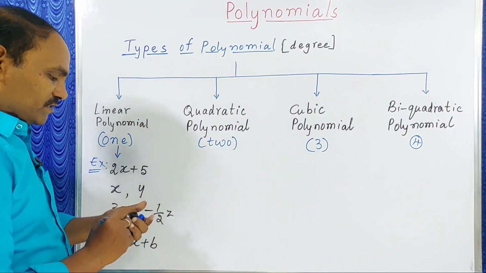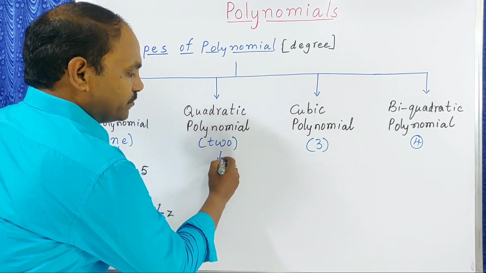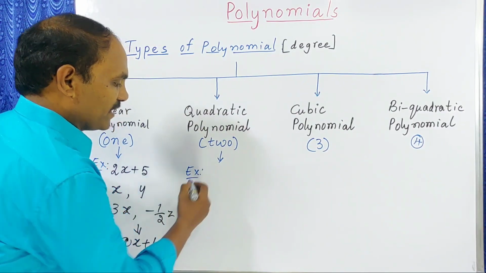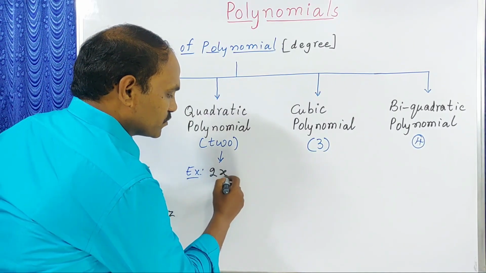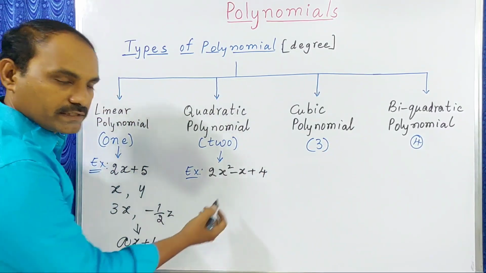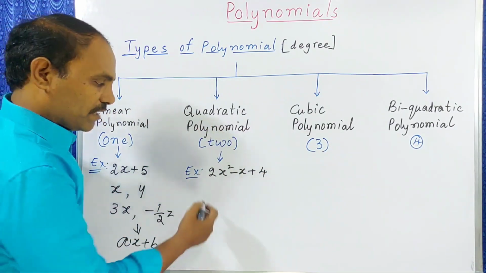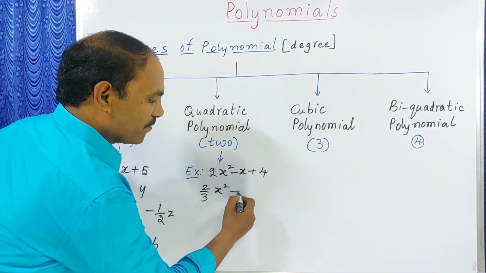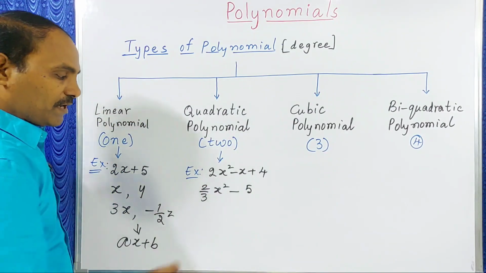Next one is quadratic polynomial. Degree 2. Degree 2 means highest exponent is 2 there. For example, 2x square minus x plus 4. Here highest exponent is 2, that's why it is a quadratic polynomial. Or 2 by 3 x square minus 5. This one also quadratic polynomial.